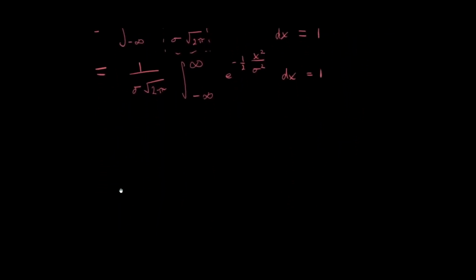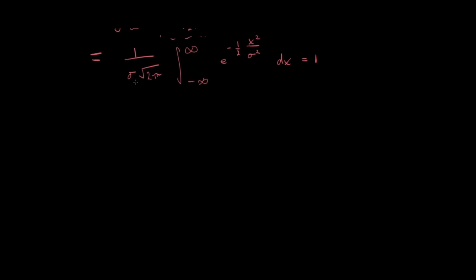And I am going to do something. I'm just going to multiply both sides of the equation to get rid of this radical and this constant here. So let's go ahead and do that. So this will be rewritten as this integral with respect to dx is equal to whatever was in the denominator here. So sigma times the square root of 2 pi. And what I'm going to do is I'm going to square both sides of this equation.